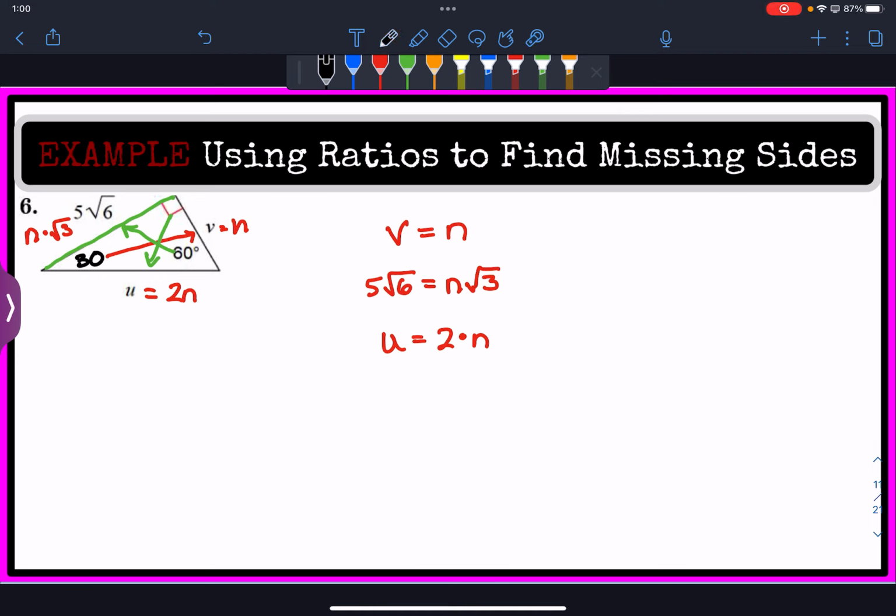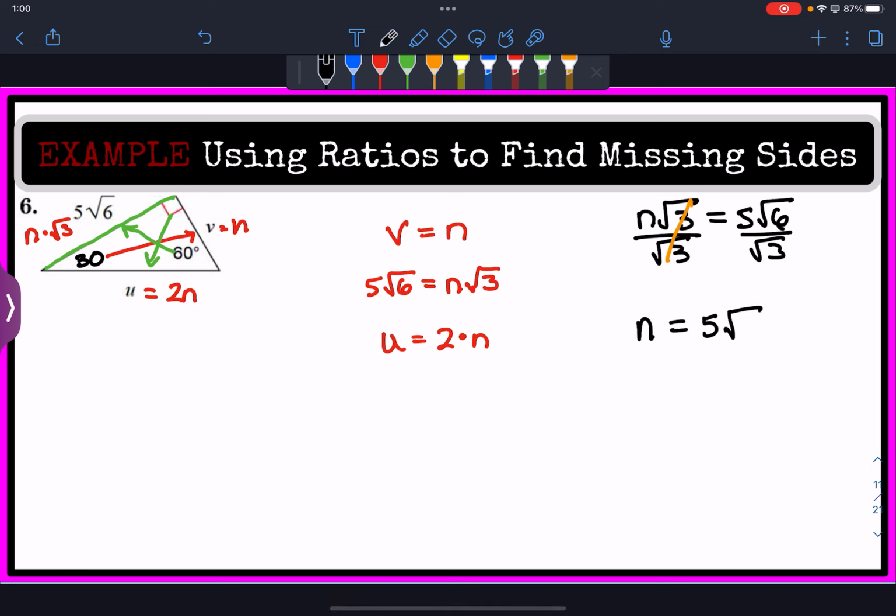So let's set up that equation. Let's do n radical 3, and we're going to set it equal to 5 radical 6. To solve this equation, we divide by radical 3. This reduces, and we get that n equals 5 radical 2. So that's the value of n.